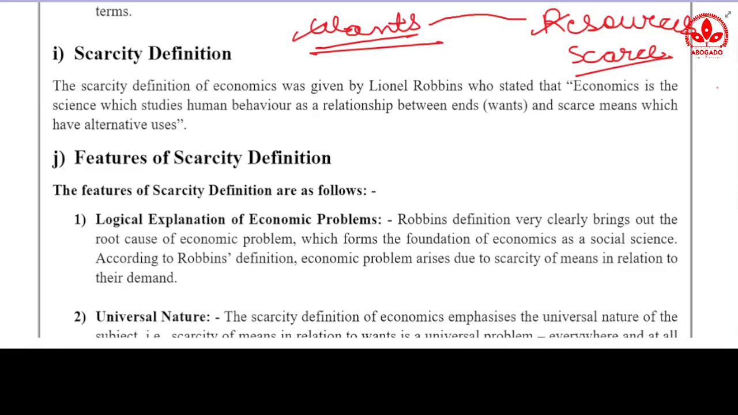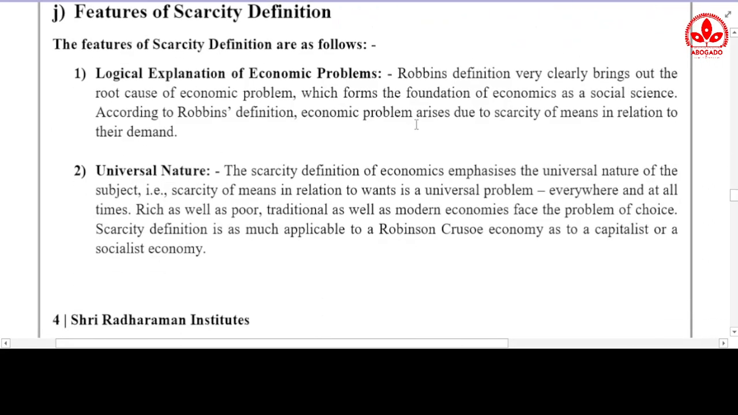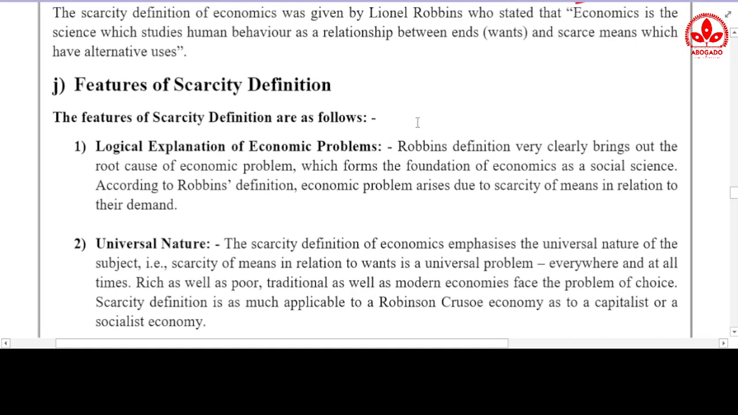So this is the scarcity definition, and it does not have much relation with the previous definition which we have studied. Robbins said that there is something which we call want and there is something which we call resource. So how is the resource used to satisfy the want? Economics studies this only.